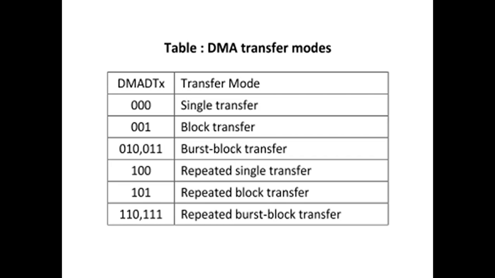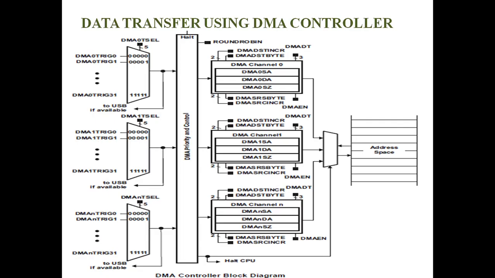Whenever transmitting from word to byte, only the lower byte will be transferred to the destination. Like that, the DMA controller transfers the data directly without using the CPU and saves the power consumption. Here round robin means it equally allots the time to everyone.